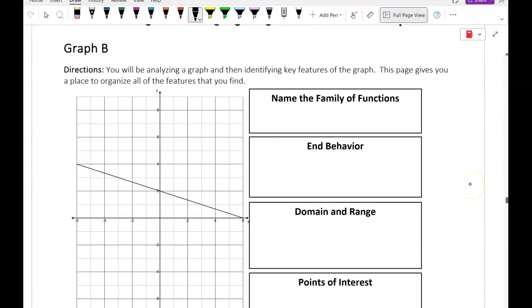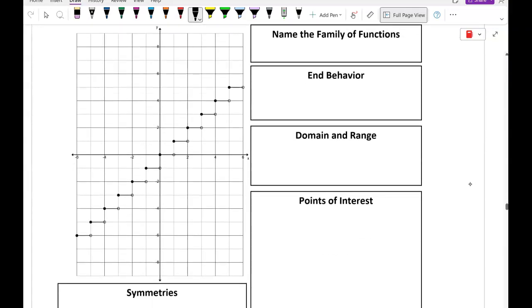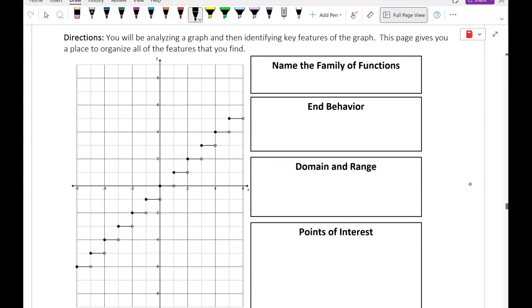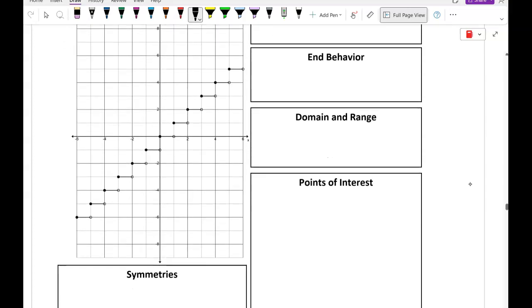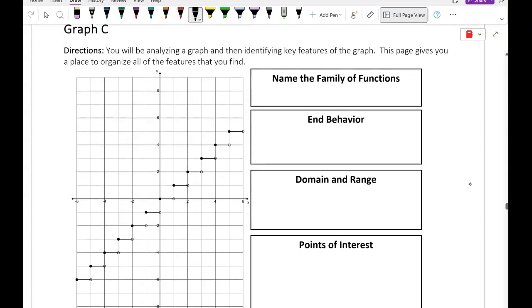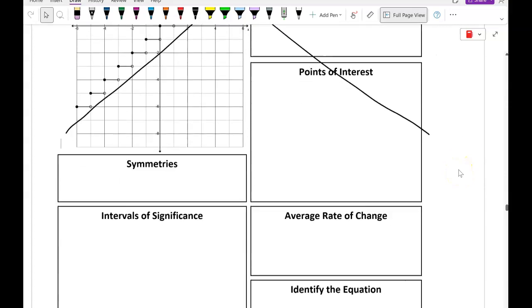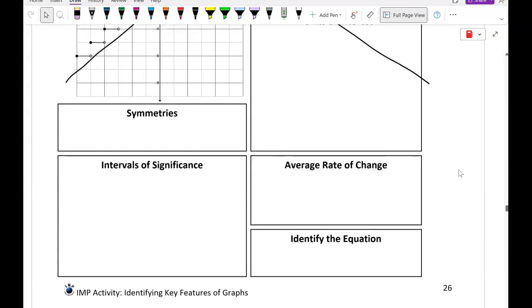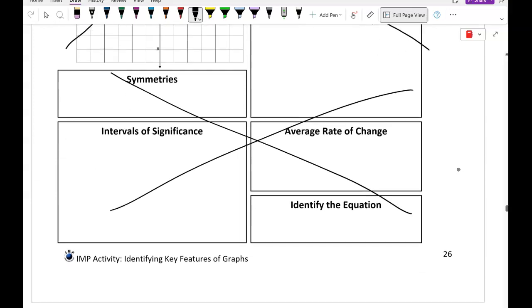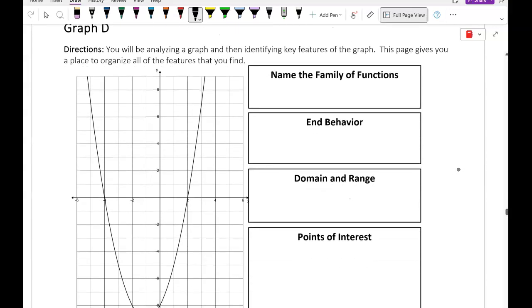And then graph C, what type of function would we call graph C? It is not piecewise. This is a step. I just wanted you to identify that. We're actually going to skip this one, but you should still, by the shape of it, be able to recognize that that is a step function. And we're going to go on to page 27. That graph D is the next one we are going to do together.